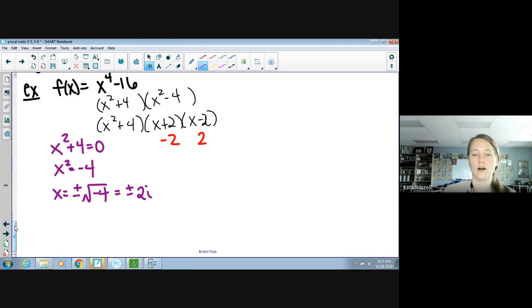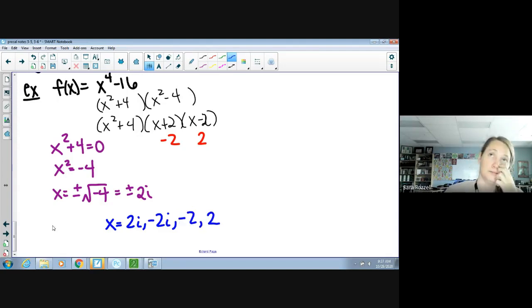So if you were listing out all of your factors or all of your roots, all 4 of our roots are x equals 2i, negative 2i, negative 2, and 2.